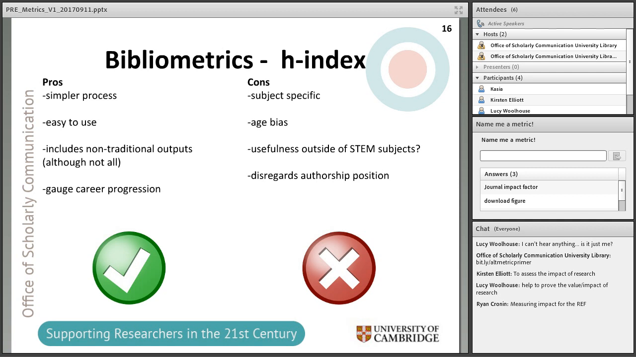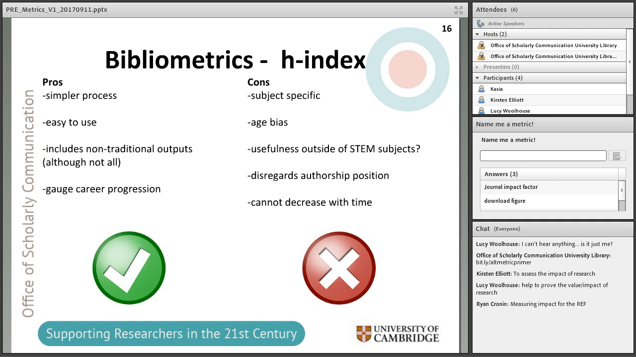It disregards the authorship position. So you could be the first author who's written most of the paper, you could be the last author or the kind of senior person on that paper, or you could be an author sat in the middle of a paper that has 20 authors and all you did was, I don't know, draw a graph using Excel, or you might have put some samples in a machine or something like that. So you didn't really necessarily have much input into the actual paper. So it doesn't take any of that into account.